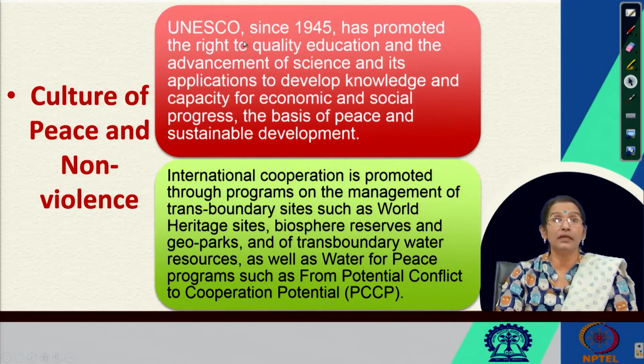So since 1945, UNESCO has actually promoted the right to equality in education and the advancement of science and its application to develop the knowledge and capacity for economic and social progress. So these are the basis of peace and sustainable development. Like in India also we have Mahatma Gandhi MGIEP that we will be discussing later on. MGIEP, that is Mahatma Gandhi Institute of Education for Peace and Sustainable Development.